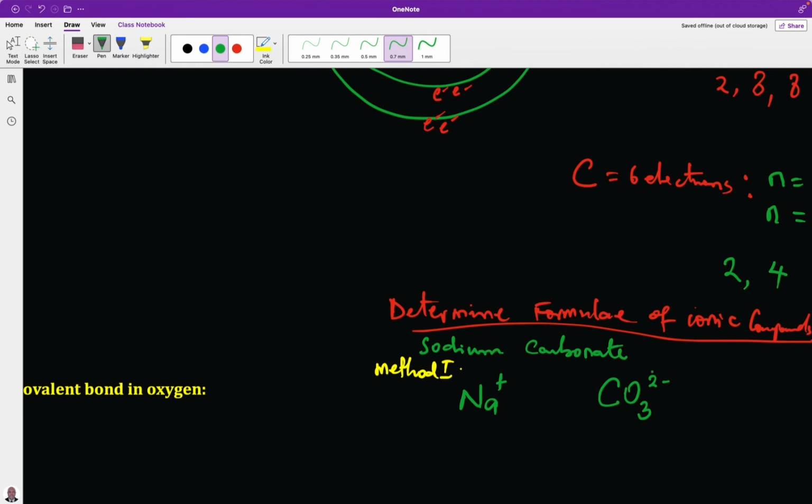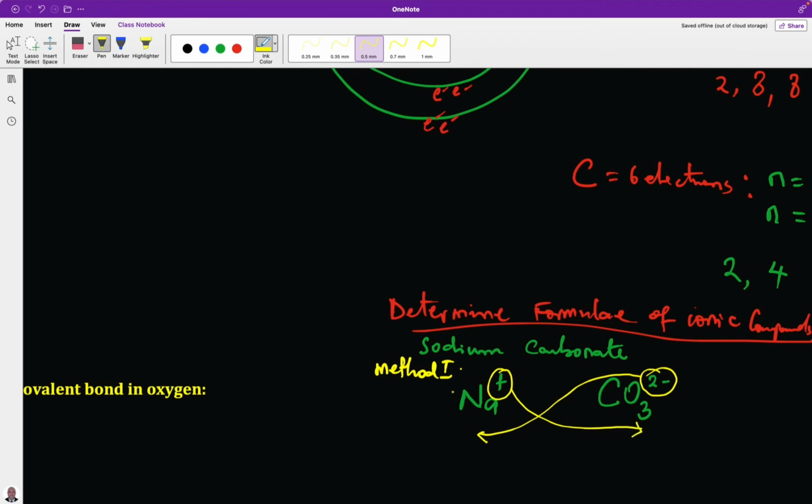Step number two, identify the ions. Which are the ions here? These are the ions, and these are the ions. We need to swap. I said method number one is by swapping the ions. If we swap, this one comes here, and this one comes here.